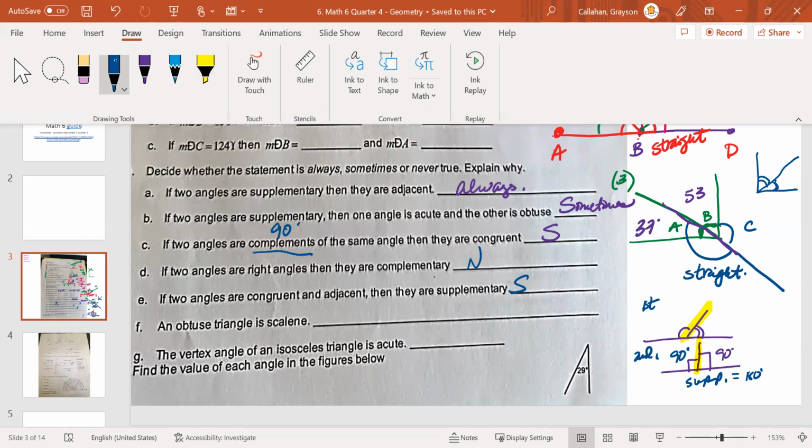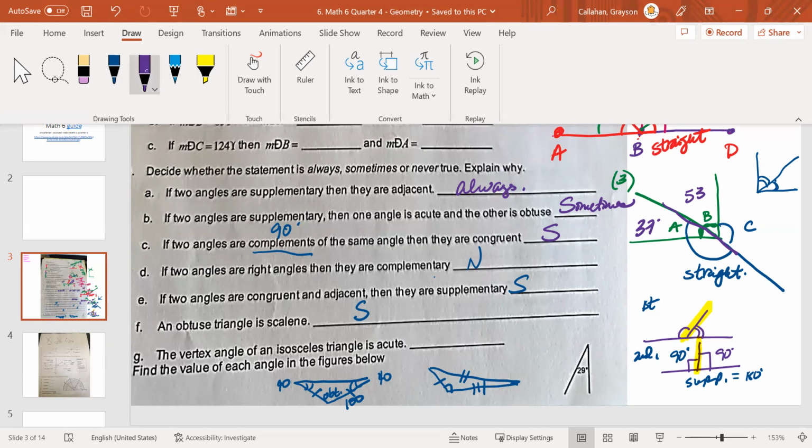An obtuse triangle is scalene. What that means is that scalene means this side is not equal to that side, is not equal to this side, and this is the obtuse angle. Not true necessarily. It is very possible that these two sides are equal, which means these two angles are equal, and this is still obtuse, okay? So let's say, for example, if this angle right here is 100, this angle could be 40, and this angle has to be 40. Do you see that? So that's sometimes true.